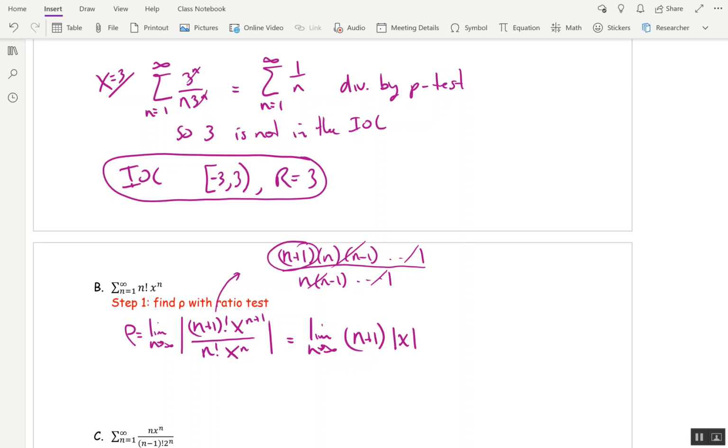Okay, now that limit is infinity unless x is 0, in which case it's 0. But for most x's, that's infinity. So let's see what to do. Now remember, for convergence using the ratio test, you need rho less than 1. Infinity is certainly not less than 1.